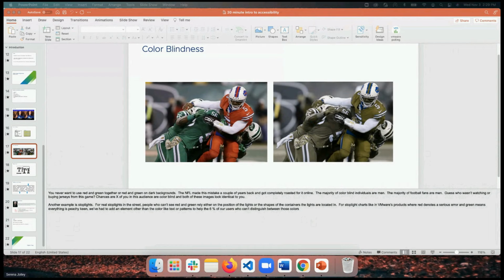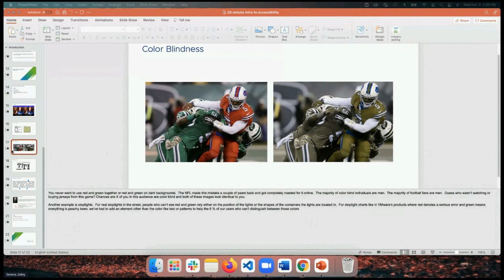Well, color blindness is an X-linked trait. That means it's much, much more likely for men to get color blindness than it is for women. Women typically are carriers, but men are the ones who actually experience the color blindness. So 8% of men are colorblind, and because the NFL is an 80% male audience, that means 6.5% of their viewers were seeing the box with the color blindness simulation on the right-hand side. That is not a small number of people. So you don't ever want to use red and green together, and you don't want to use either red or green on dark backgrounds.